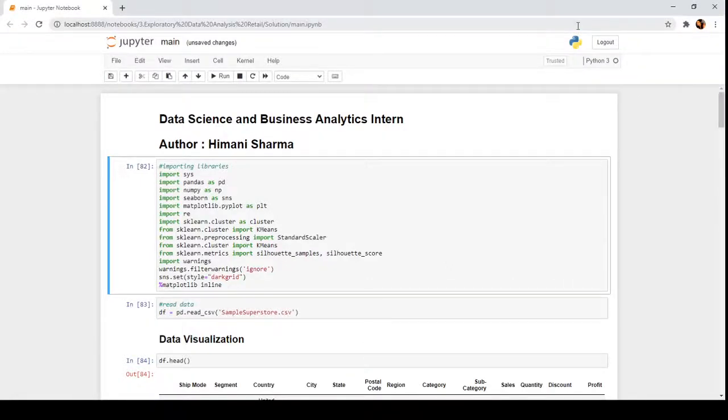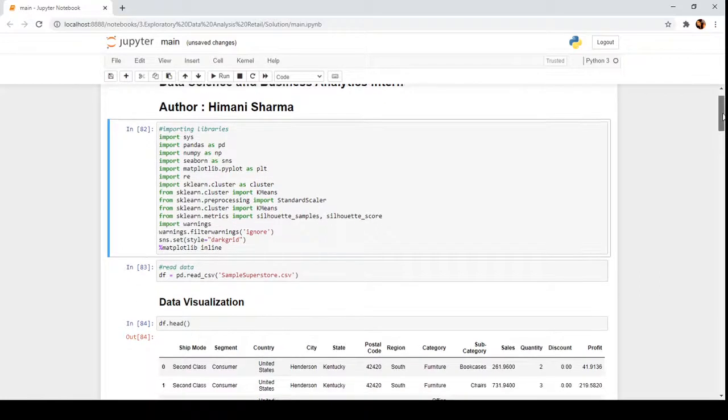Hello everyone, this is Himani Sharma and this is my third task, which is exploratory business data analysis. I have done this analysis using Python, and the libraries which I have used are mainly pandas, and for graphics I have used Matplotlib and Seaborn.